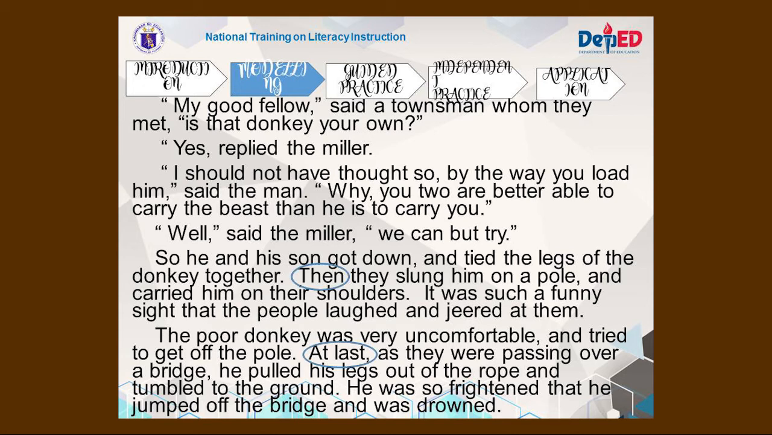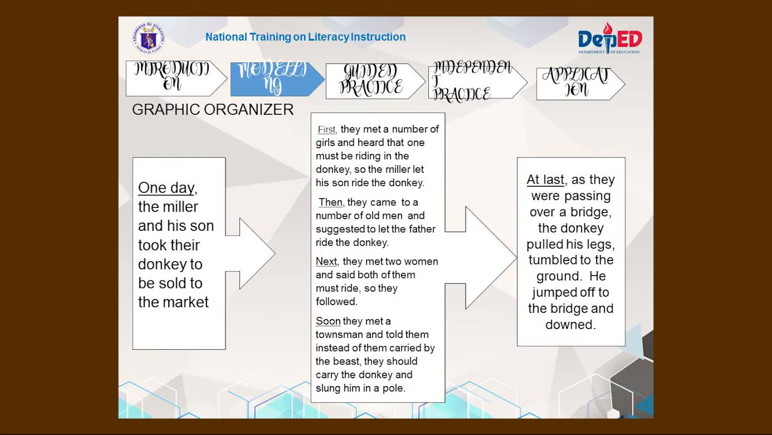Again, I will locate the signal words. Then, at last, and even so. Now, class, for me to have visual representation of the text, I will use a graphic organizer. This text type is a literary or a fiction. So I will use a graphic organizer, okay, wherein there will be beginning, middle, and end.